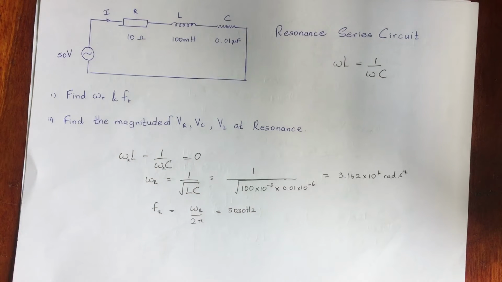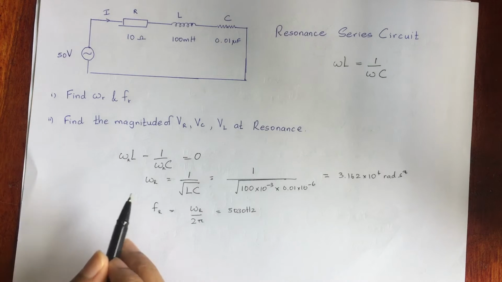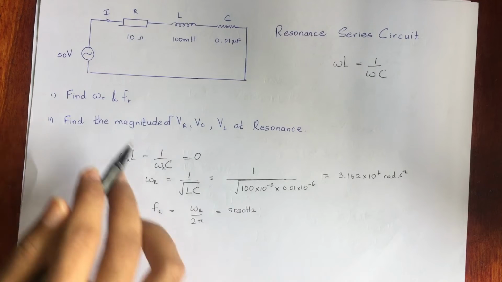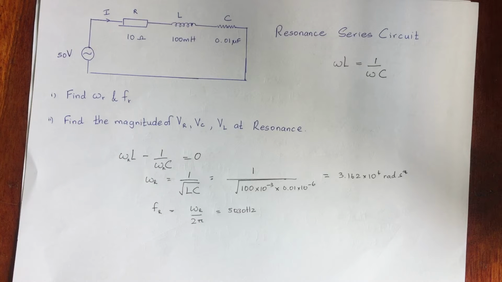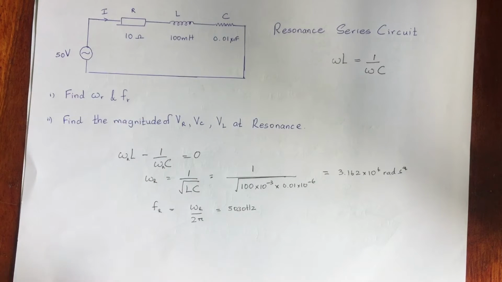So now we have found these two values. The next question asks us to find the magnitude of VR, VC and VL at resonance. How do we find this? They haven't mentioned the current for this circuit. However, we know the value of omega as well as L, C and R. So we can use these four to find the current, and from that find the voltage across each element.